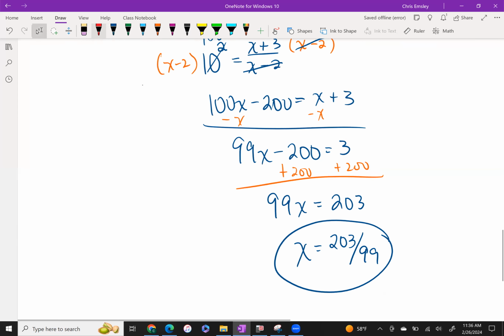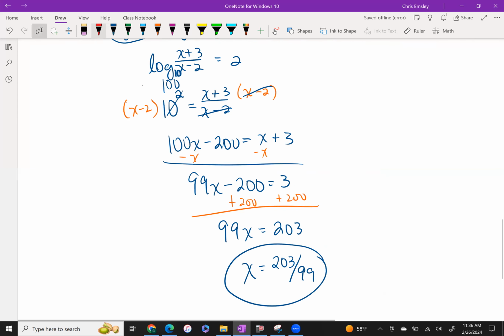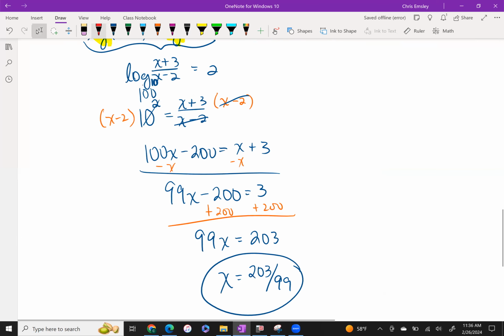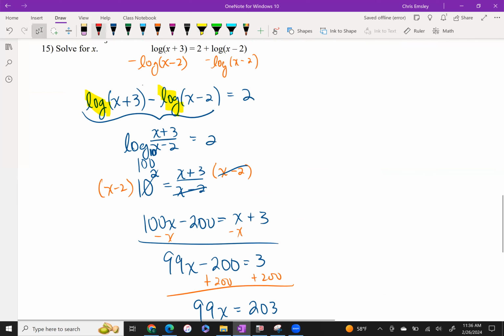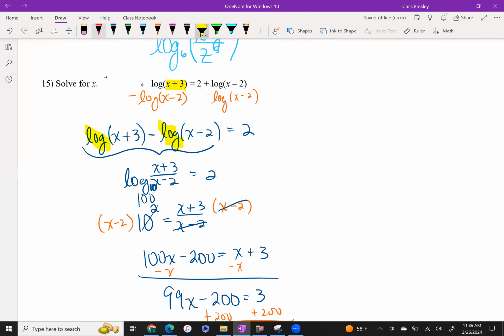Now we do need to check. There's one thing we need to check when we have a logarithmic equation. Does this answer give me a negative argument in either one of my original logarithms? Okay, so the answer was, I'll write it up here, 203 over 99. Well, 203 over 99 plus 3, I don't even have to do the math. When you add two positive numbers, it's definitely going to be positive. So it checks out here in that first logarithm.